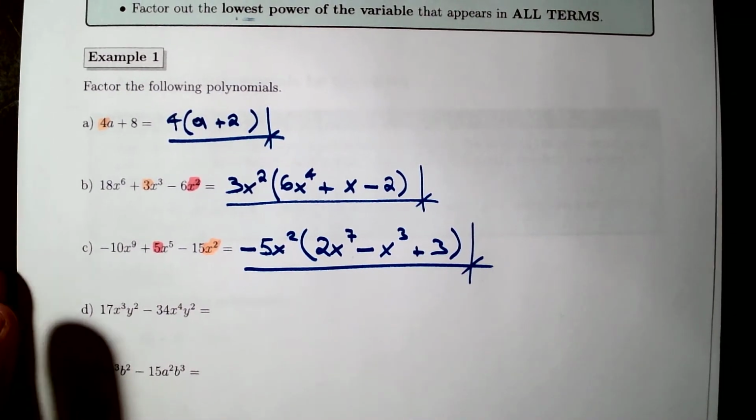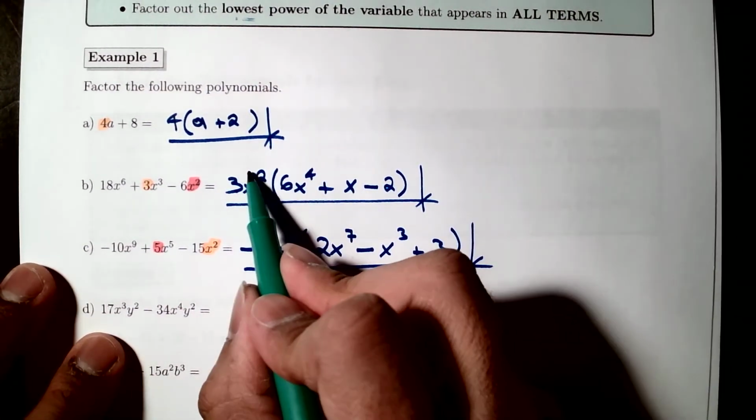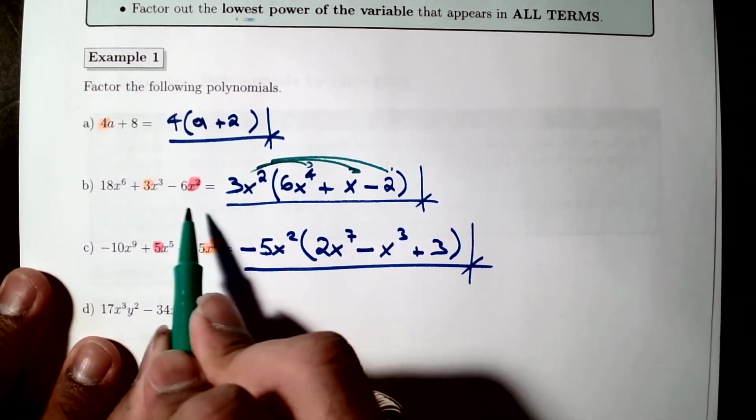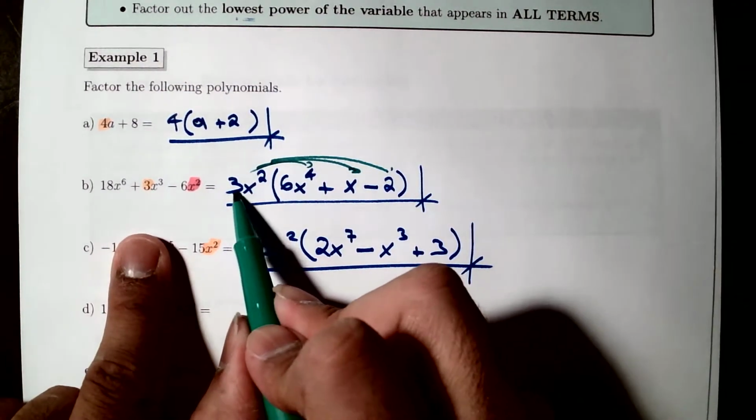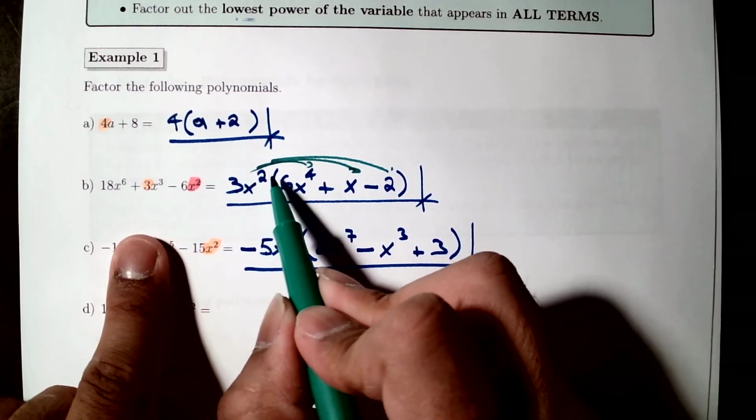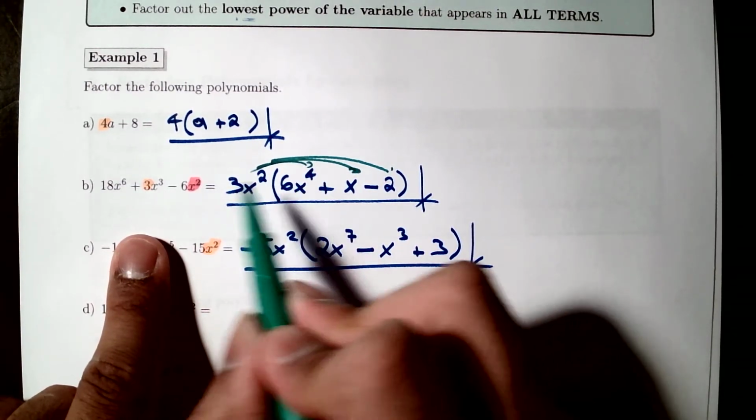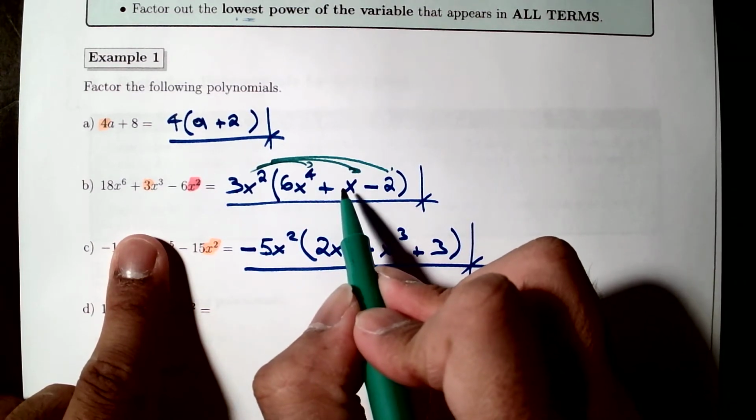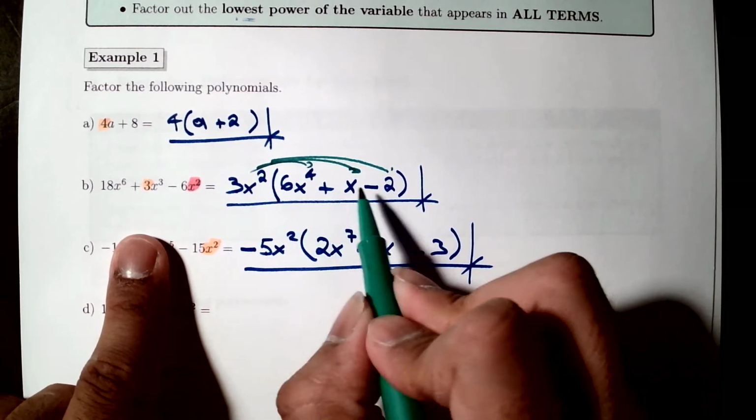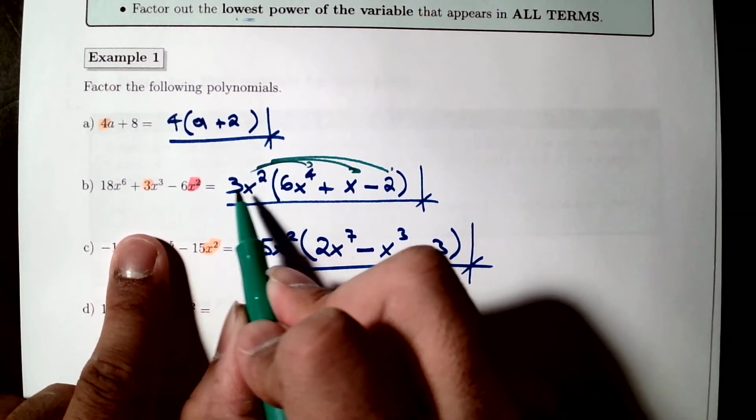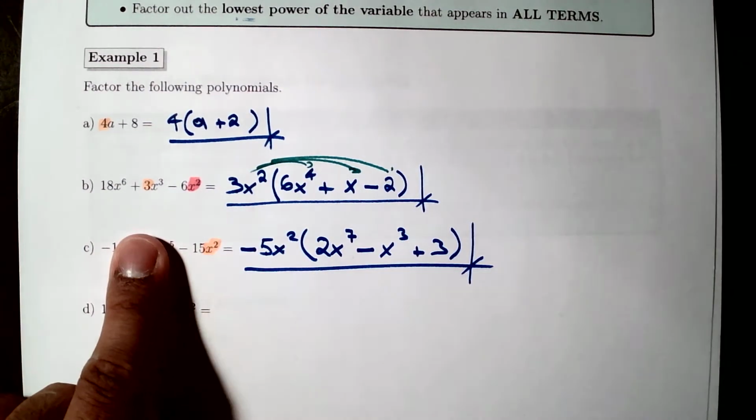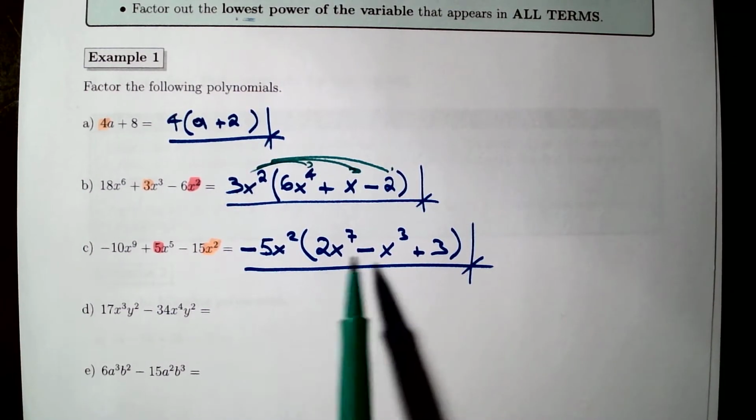Of course, you can always check this by distributing. If you distribute this, you should get back the same thing. So 3 times 6, that's 18, x to the second times x to the fourth, that's x to the sixth. 3 times 1, which is 3, and then x squared times x, that's x cubed. 3 times negative 2, that's negative 6, and x squared, simply x squared. You can do the same over here.